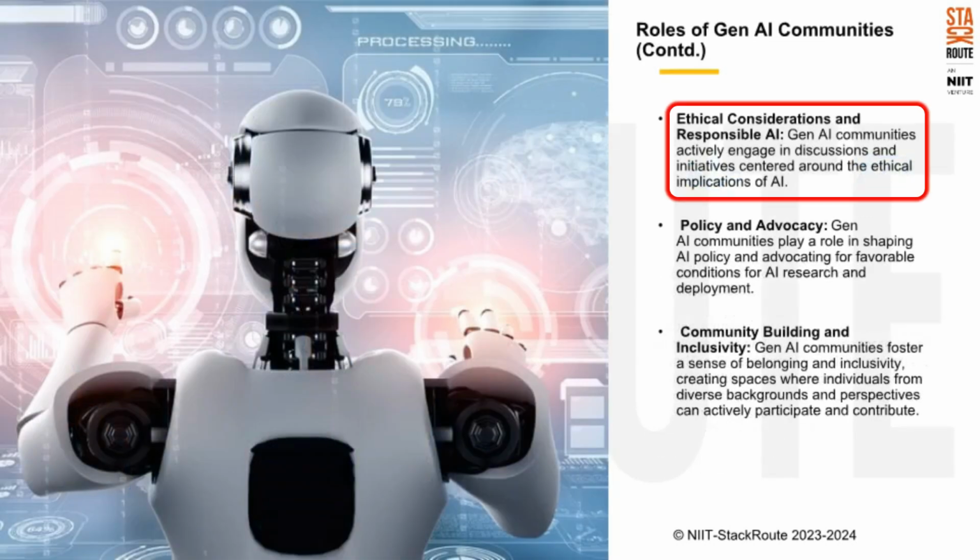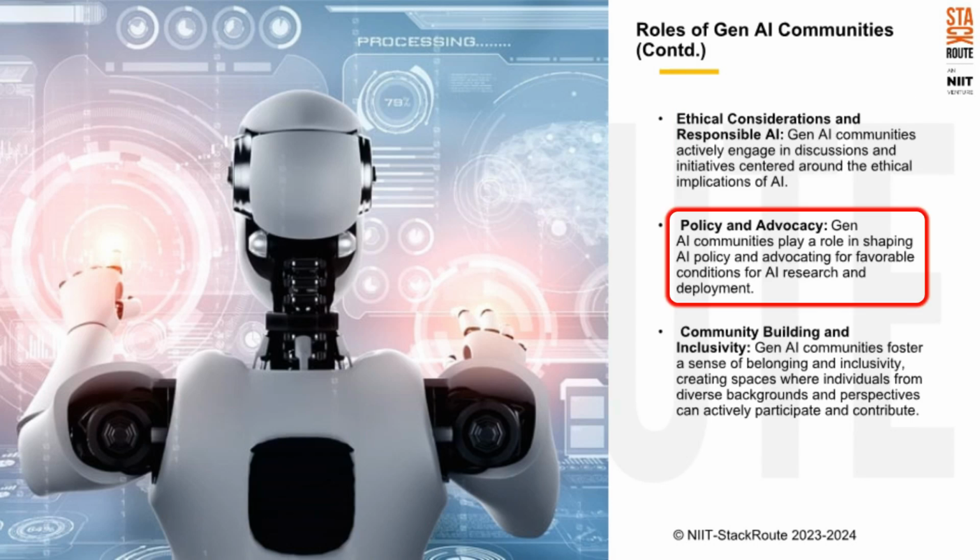Then, ethical considerations and responsible AI. GenAI communities actively engage in discussions and initiatives centered around the ethical implications of AI. Recognizing the social impact and potential risks of AI technologies, these communities develop guidelines, standards, and frameworks to ensure responsible AI practices. They address concerns such as bias, transparency, accountability, privacy, and fairness, promoting the development and deployment of AI systems that align with ethical principles.